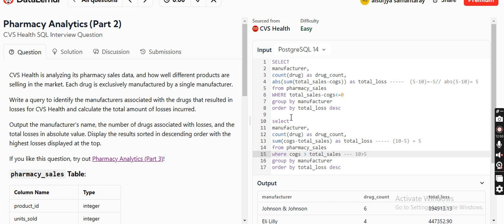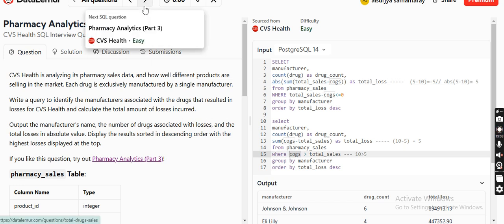Like I have shown two methods to you. Any method you can use, whichever you like. Both have similar logic only, just the game is of ABS and where clause, nothing else. Now I will move to the next question, and this is the final part of CVS Health.